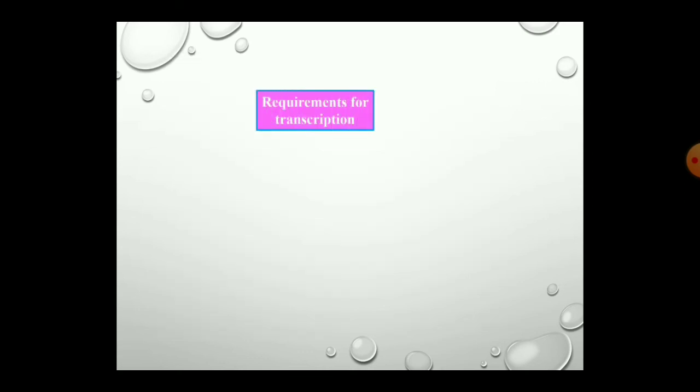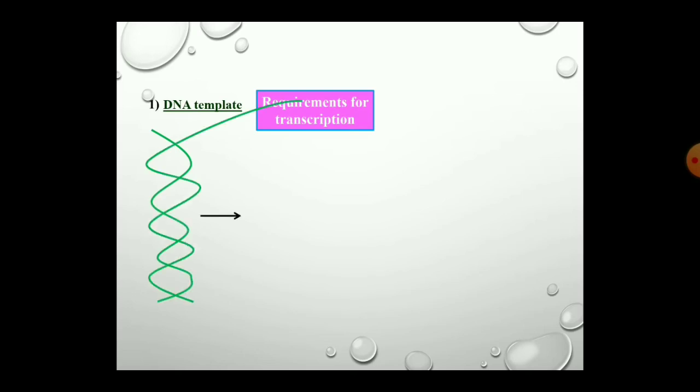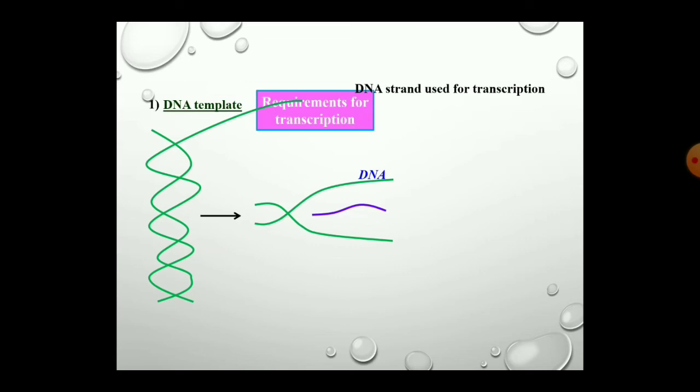Let us discuss the requirements for transcription. The first requirement is a DNA template. So this is a double-stranded DNA. The transcription process starts at a specific region by breaking of hydrogen bonds, where the RNA polymerase enzyme binds and initiates the transcription process.